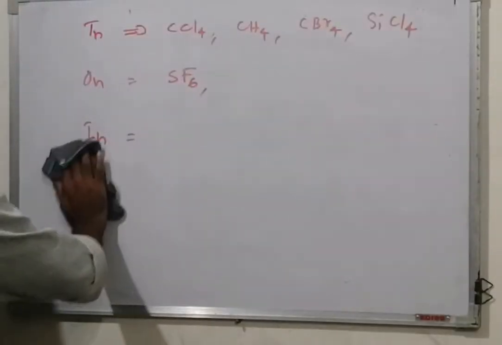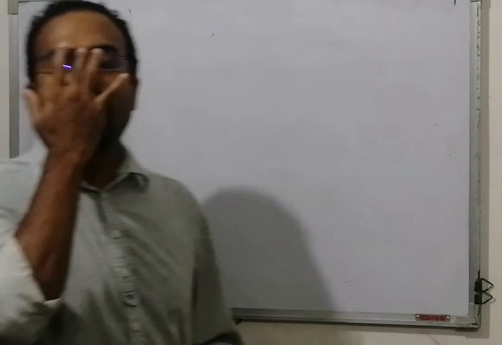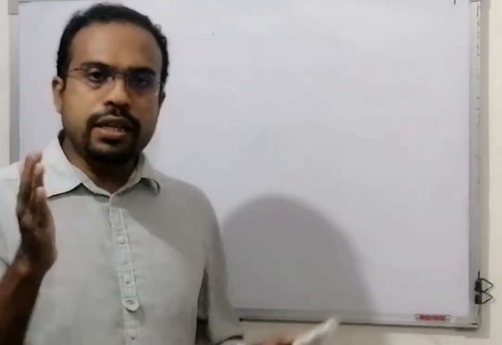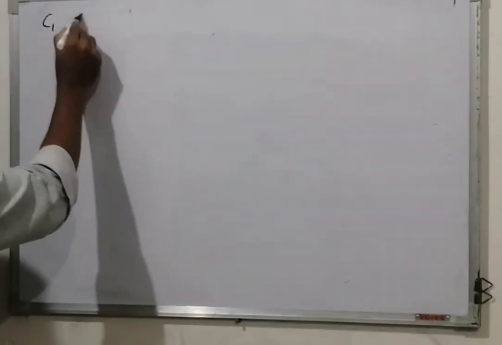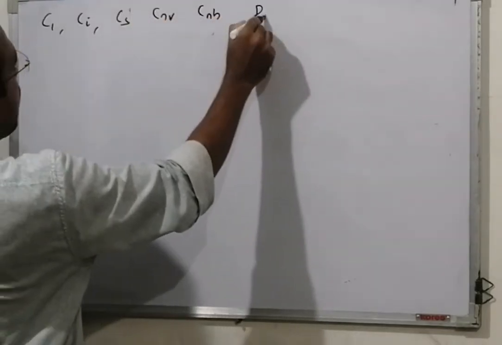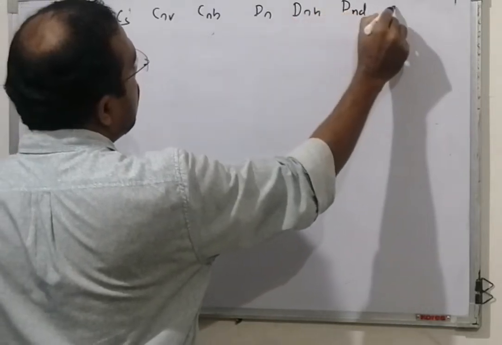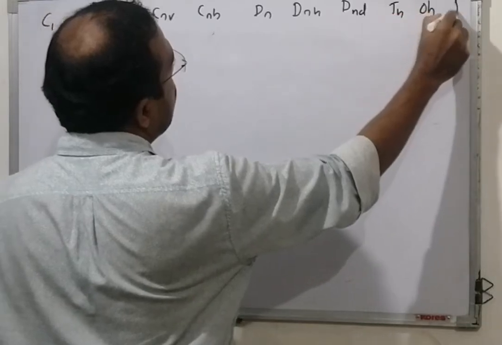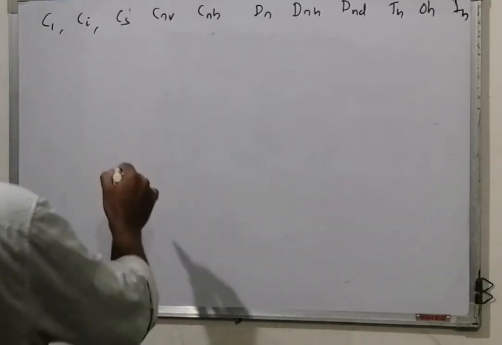Now, how do you identify the point group and do the examples? There is a chronology, an order of checking. Let us first write our point groups: C1, Ci, Cs, Cnv, Cnh, Dn, DnH, DnD, tetrahedral, octahedral, icosahedral. These are the important point groups. Fine?